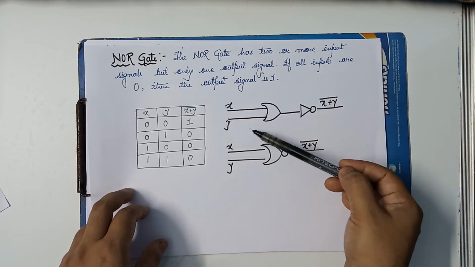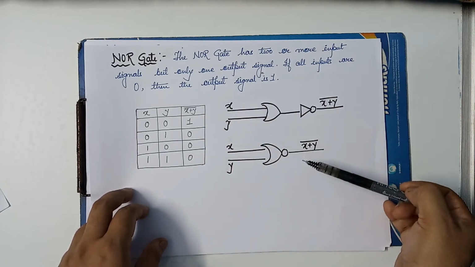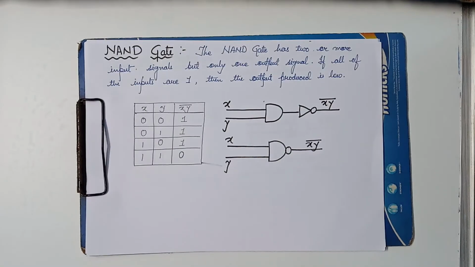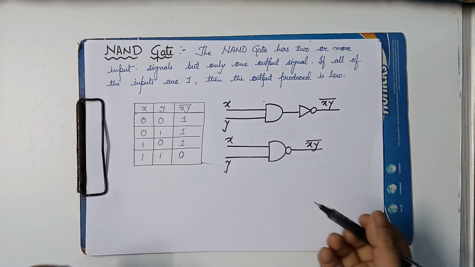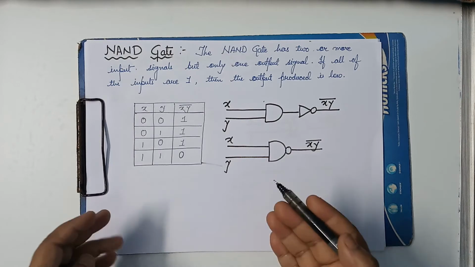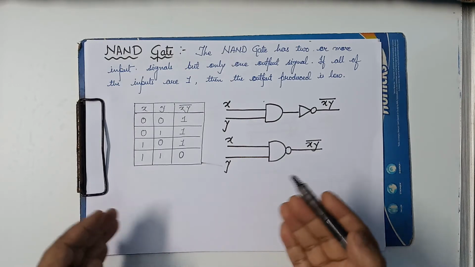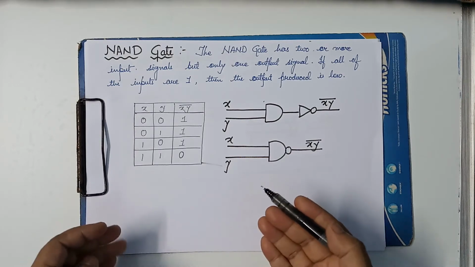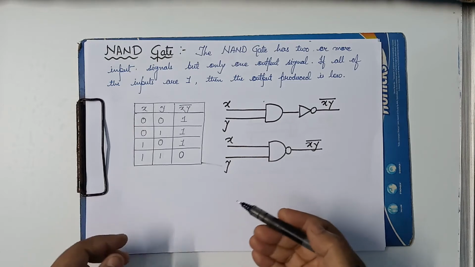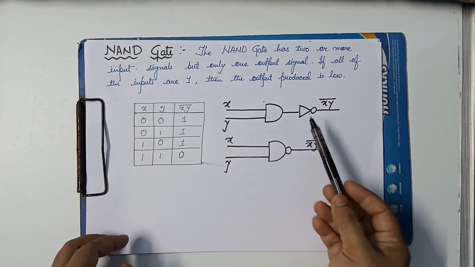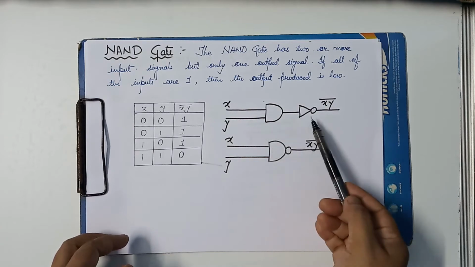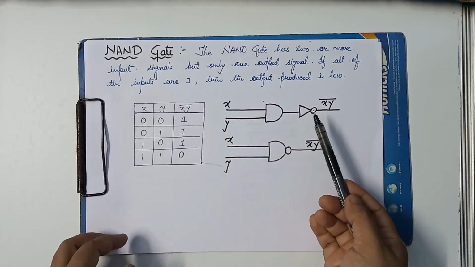We can draw the NOR gate in this way or in this way also. As we have seen, the NOR gate is made up of the combination of OR gate and NOT gate. Similarly, we also have the AND gate. The NAND gate. The NAND gate is formed when the NOT gate is added with the AND gate. It forms what? The NAND gate. So let's see the definition of the NAND gate.